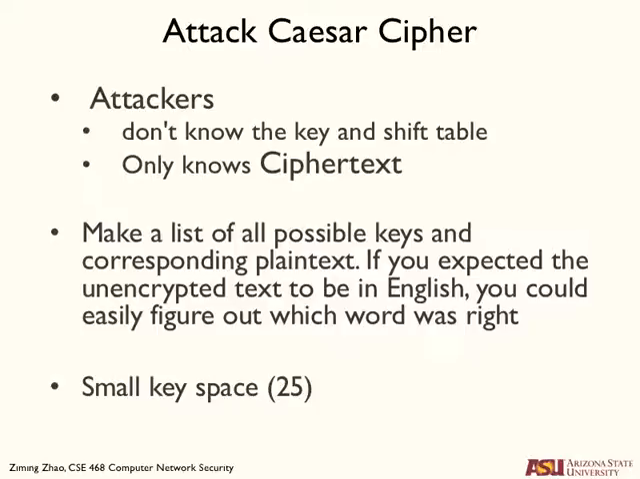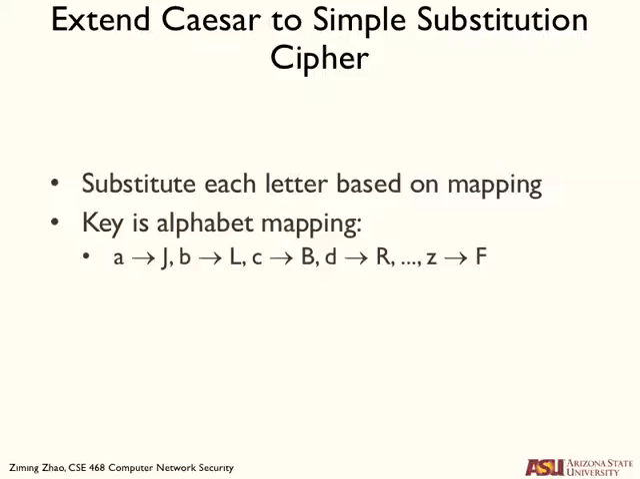So why is this Caesar cipher really easy to attack? Is it because it has a very small key space? The next one we're going to show is that even if we have a bigger key space, this kind of cipher is still subject to attack because there are some inherent weaknesses in this algorithm. To do so, we extend the Caesar cipher to a simple substitution cipher.